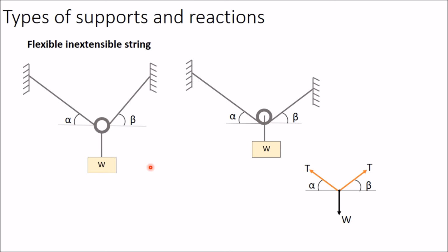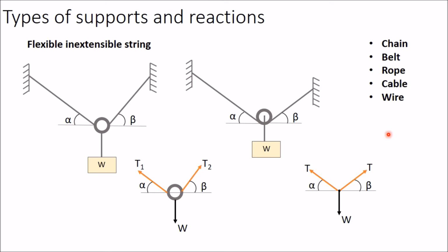So if you draw the free body diagram of this ring, then you will get one load, the weight in the vertical downward direction, and two tensions in the directions of the strings: one tension in this direction at angle alpha, and another one in this direction, T2. These two tensions may be different because these are different strings. Now this concept can be utilized for a chain, belt, rope, cable, wire, etc.